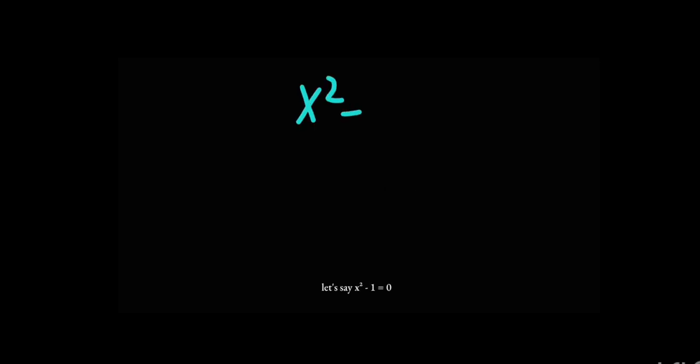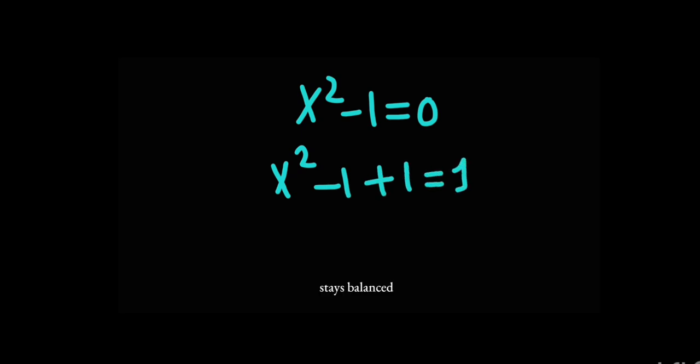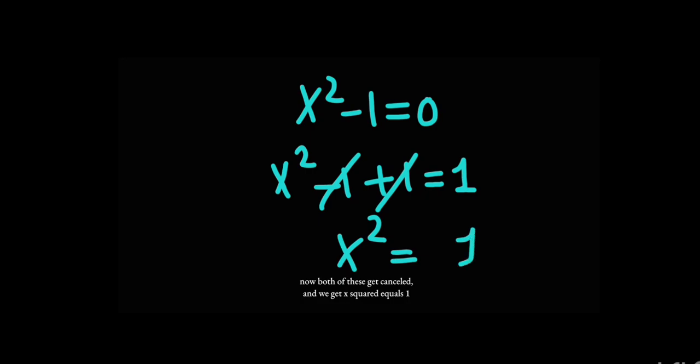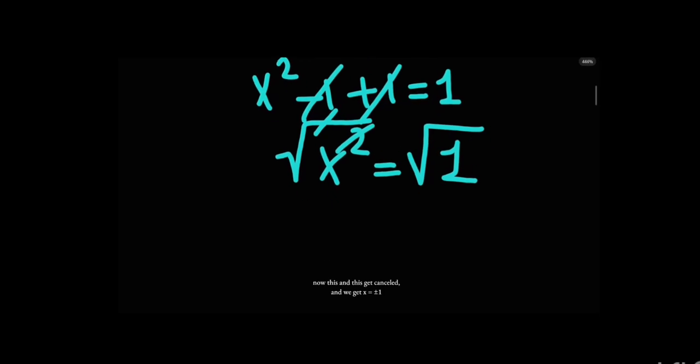Let's say x squared minus 1 is equal to 0. Now to solve this, we would add 1 on both sides of the equation so that it stays balanced. Now these both get cancelled and we get x squared is equal to 1. Now what we do is we take a square root on both sides of the equation. Now this and this get cancelled and we get x is equal to positive negative 1.